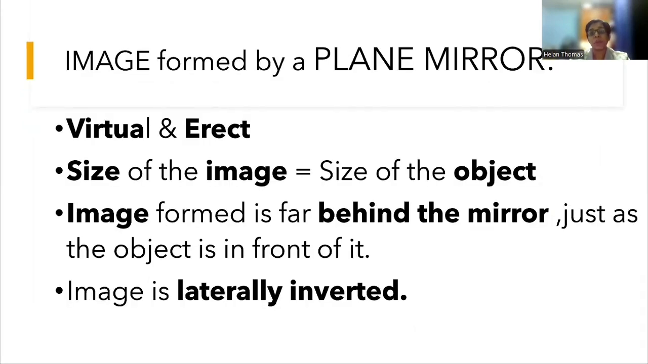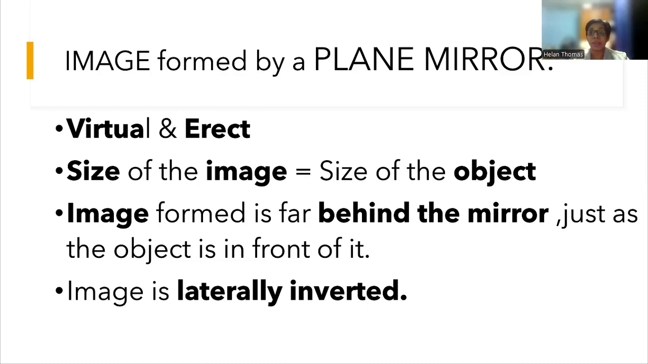Then the image formed by a plane mirror. The plane mirror is an example of a highly polished surface, right? The image formed by a plane mirror is virtual, it's erect, and the size of the image and the size of the object are equal. The image is formed behind the mirror. For example, if you stand 30 centimeters away from the mirror and see yourself, the image will be formed 30 centimeters behind the mirror, and the image will be laterally inverted.